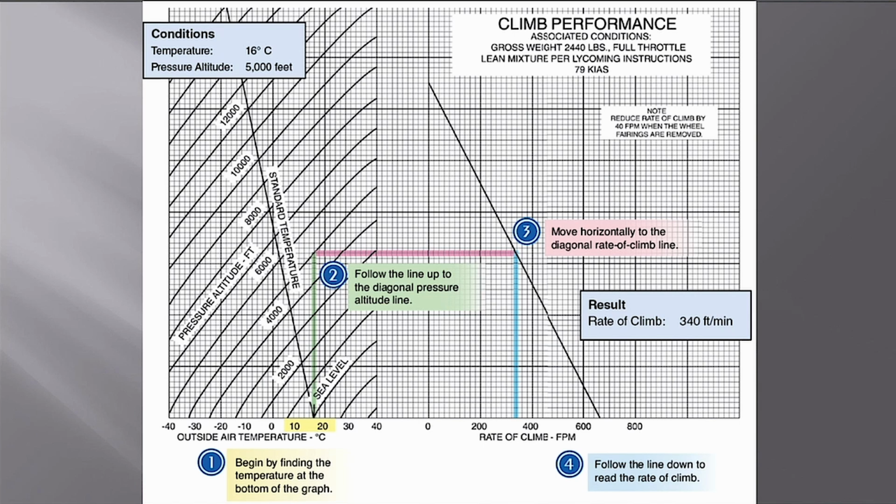Conditions. Let's take a look at the climb performance. How high can I climb and at what rate? If I have an obstacle that I need to climb away from, what airspeed do I need to use and how much performance do I get out of this machine? What do we solve for first always with performance issues? Air density. Okay? So I got air density. I follow it up. Here's your temperature. Go up to the pressure altitude and move over to the diagonal rate of climb line.